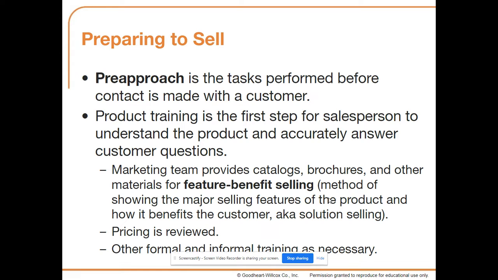Also, pricing is reviewed, and any types of pricing structures are reviewed, especially if installations are involved, things along those natures. And then any other formal and informal training.